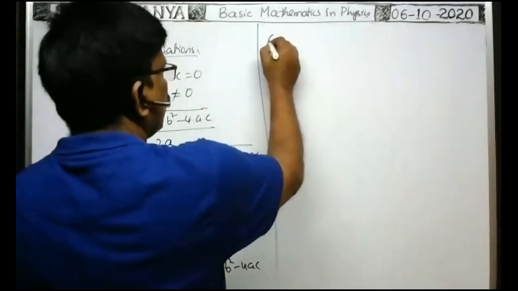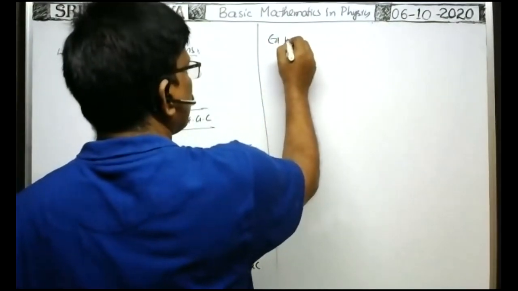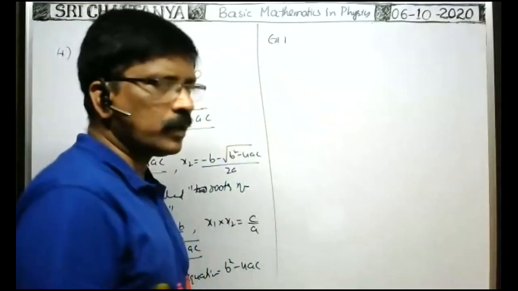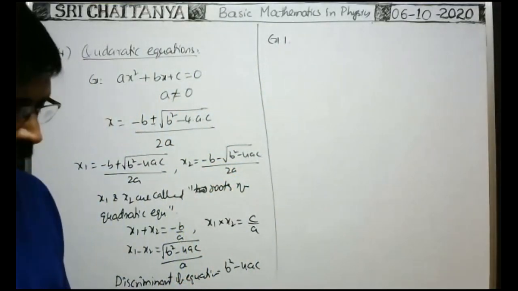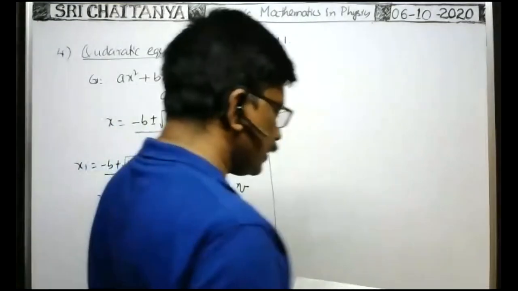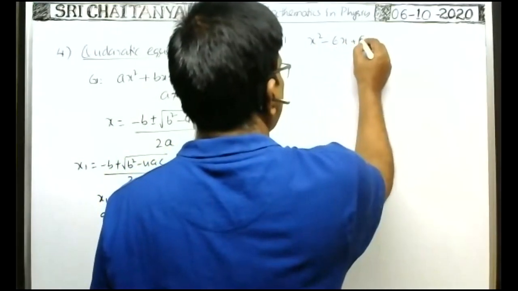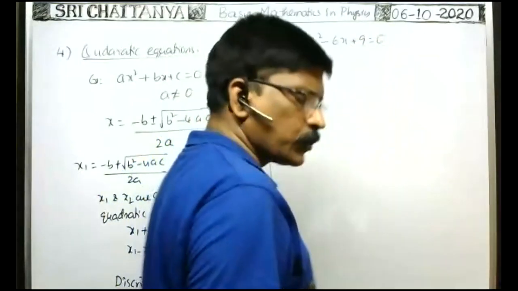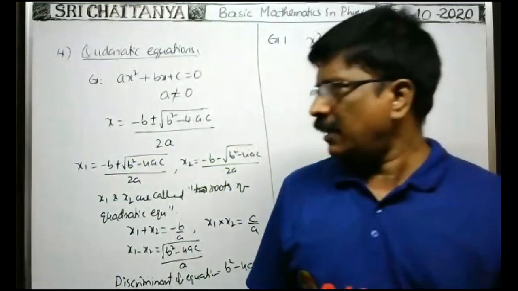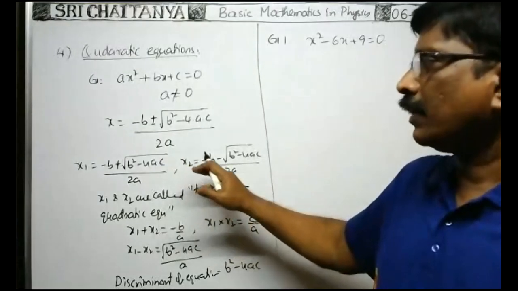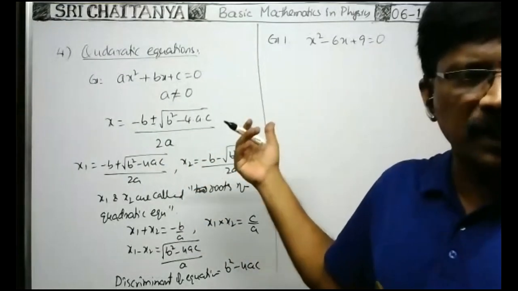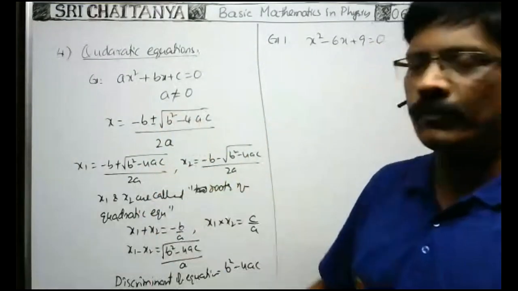Okay, now by using these formulas, how can we solve the quadratic equation? Some examples we will discuss now. We are given x square minus 6x plus 9 is equal to 0. Of course, we have different methods. Instead of using these root formulas, directly we can do it if possible. Otherwise, we have to use these formulas.